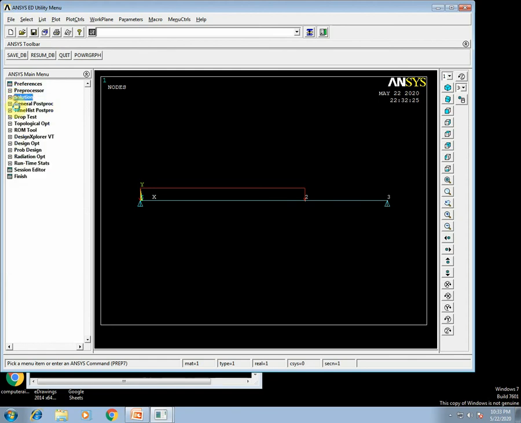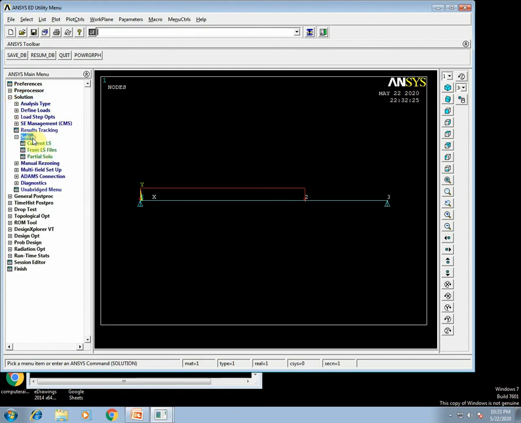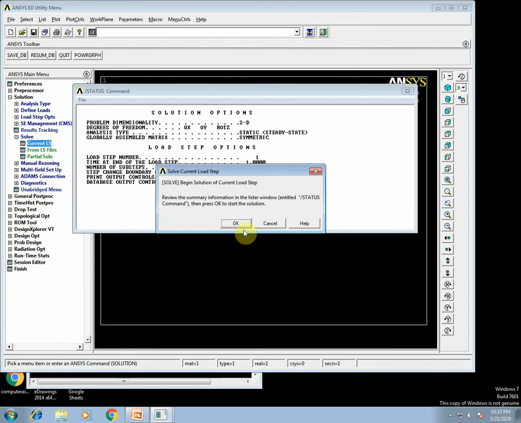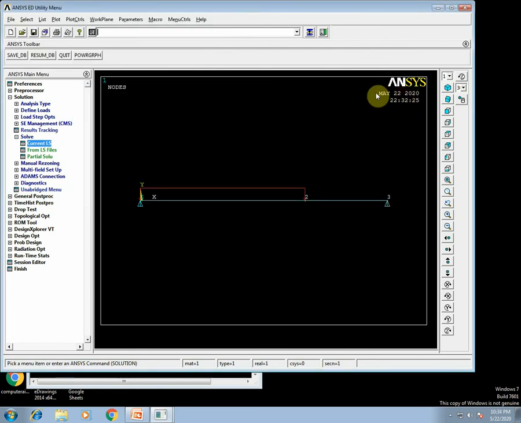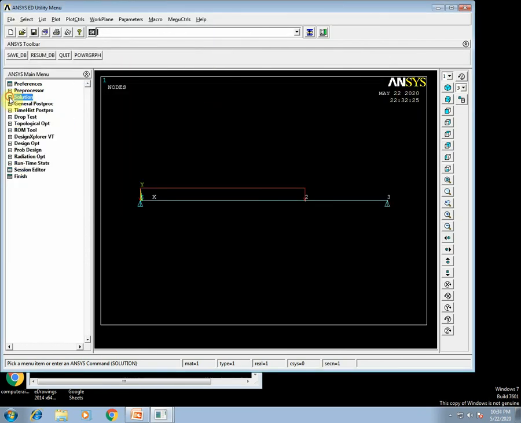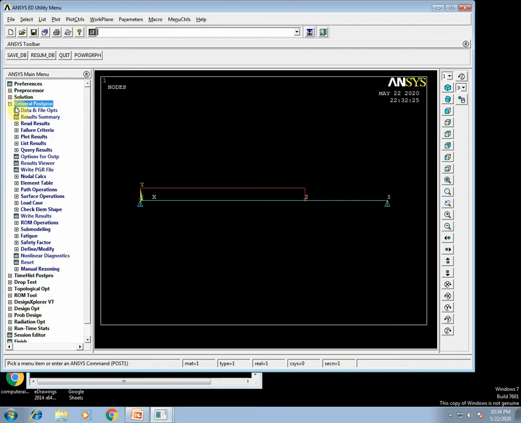Go for the solution. Solve, current LS. Done. Now you get the results in the general postprocessor.